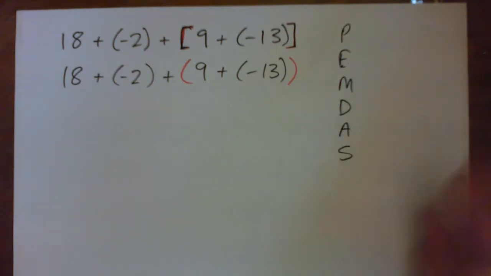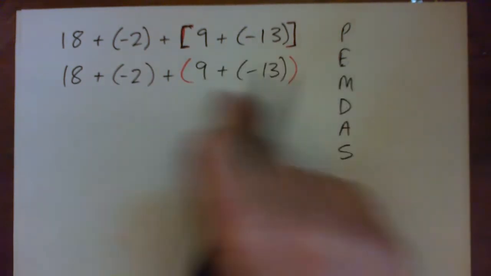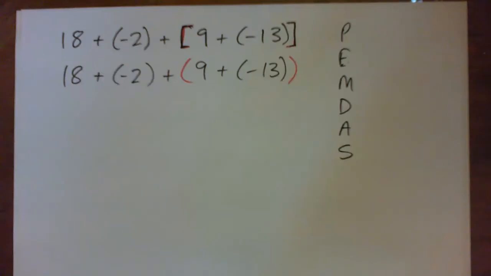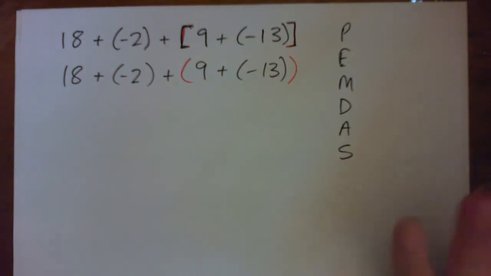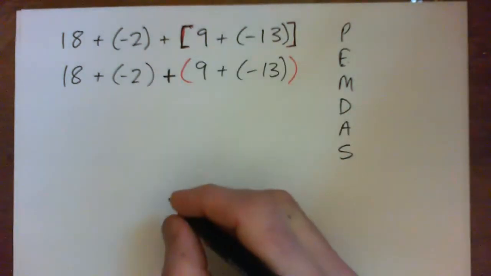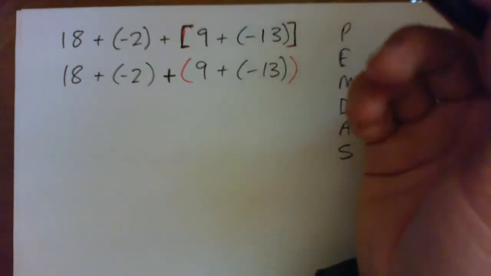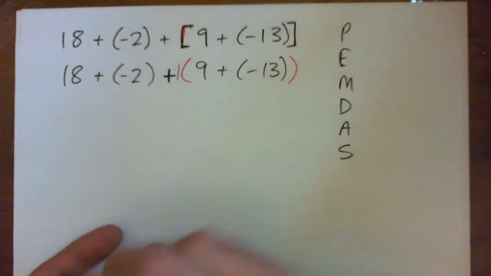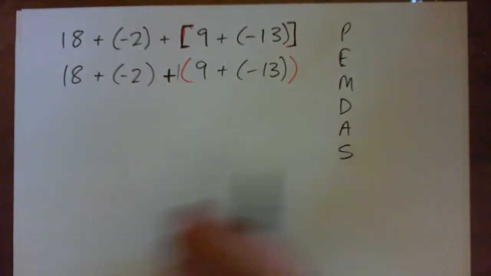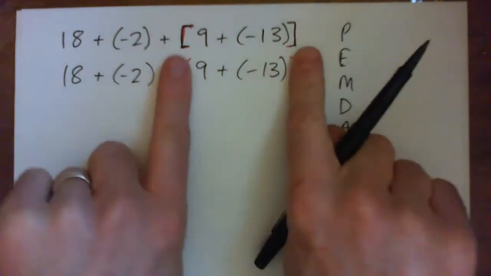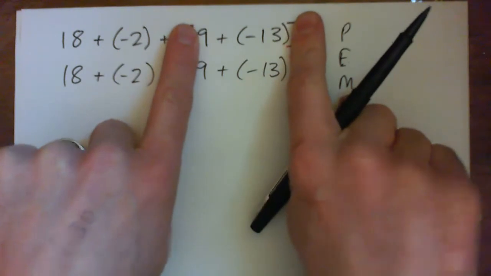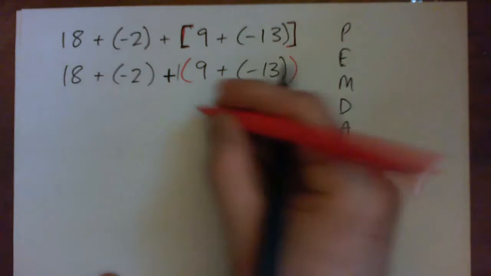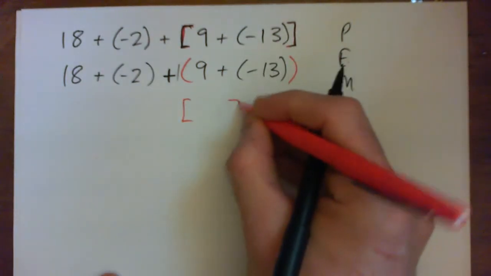So to follow PEMDAS, we should do the innermost parentheses first. So we should combine the 9 and the negative 13 first. And the weird thing is, you don't actually have to, because there's a plus sign on the outside. So that would be like a distributive property of 1 applied to these guys. And so you could write it all out, just delete those square brackets altogether, and this problem would be the same. But let's follow PEMDAS anyway, and we'll just do inside the square brackets first, like good little children.